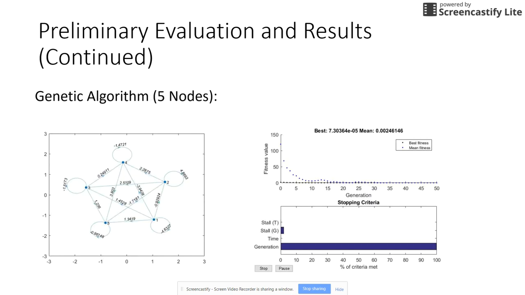Next, we change the topology to the simple case using 5 nodes. In this case, we can observe the value is far better, so the fit is even better.